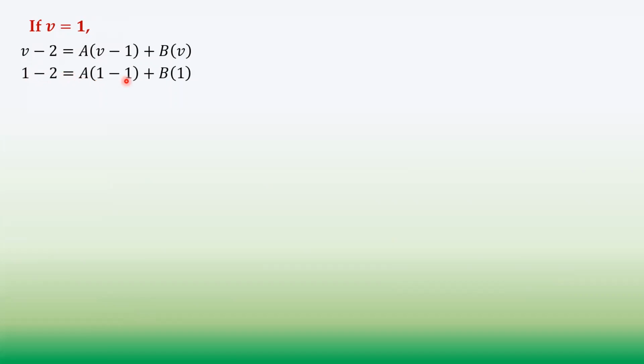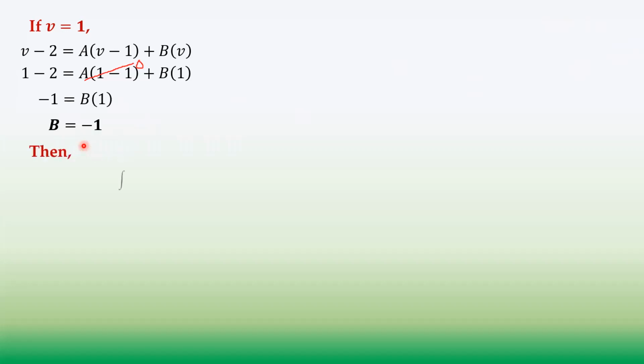Now, if we let b equals 1, para mag-0 yung A, our equation is b minus 2 equals A times (b minus 1) plus B times b. Replace b by 1 and we will have 1 minus 2 equals A times (1 minus 1) plus B times 1. Ito ngayon ay nag-0. Then, 1 minus 2 is negative 1, equal yan sa B times 1. Then, we can solve for the value of B: B equals negative 1. So meron tayong nakuhang A and B. Yung A ay positive 2, yung B ay negative 1.